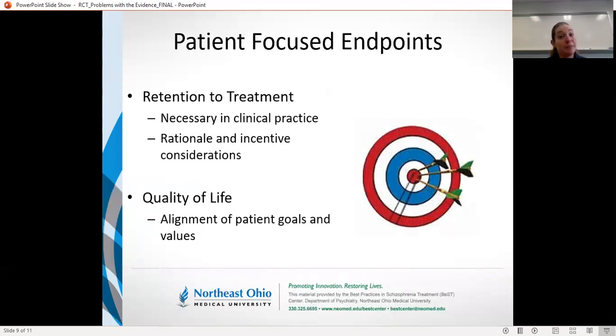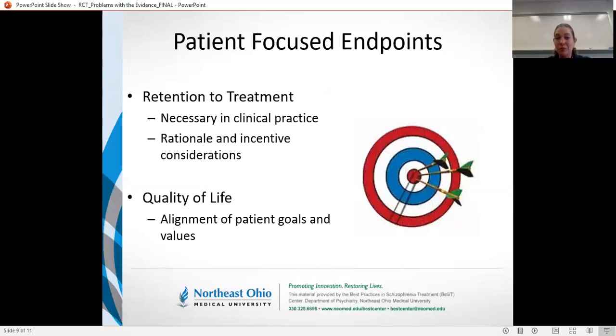The other two are a little bit more patient-focused, so they're closer to our target, which is why I put the bullseye there. With the retention to treatment, this tends to be a secondary outcome for a number of our clinical trials. So how long did patients continue to take their medication? How long did we keep them in treatment? This has come out as more of a pronounced outcome than what it used to be. It used to be very focused on those rating scale scores.